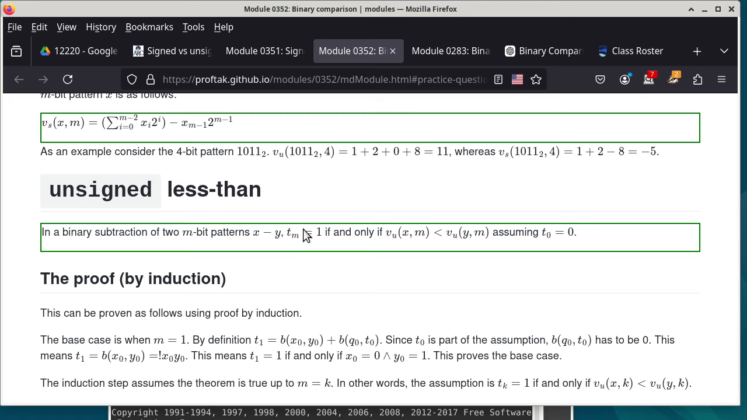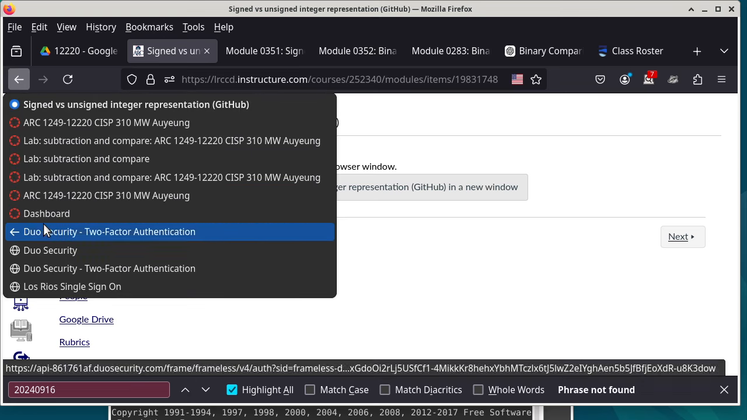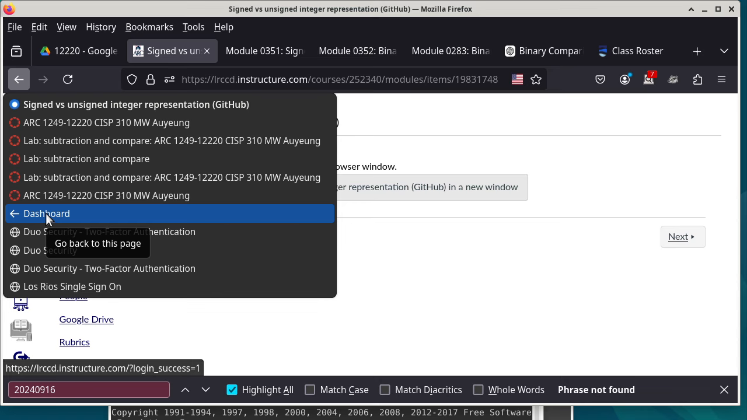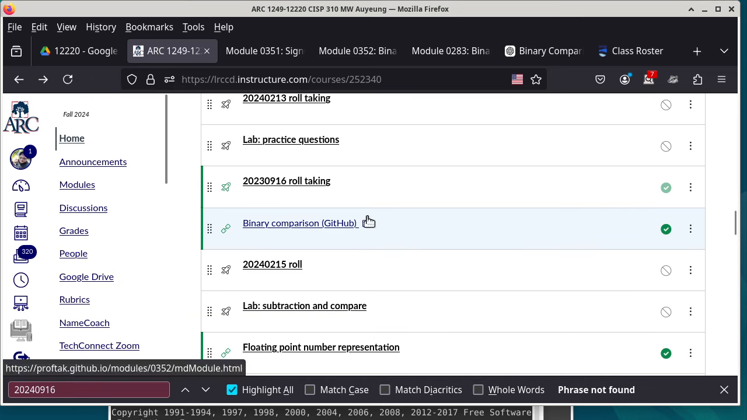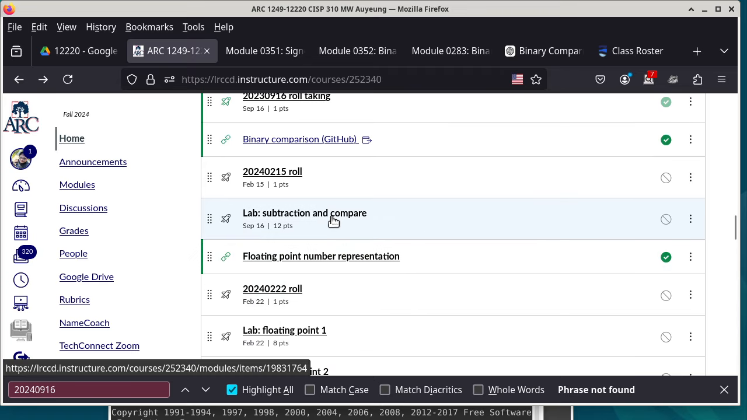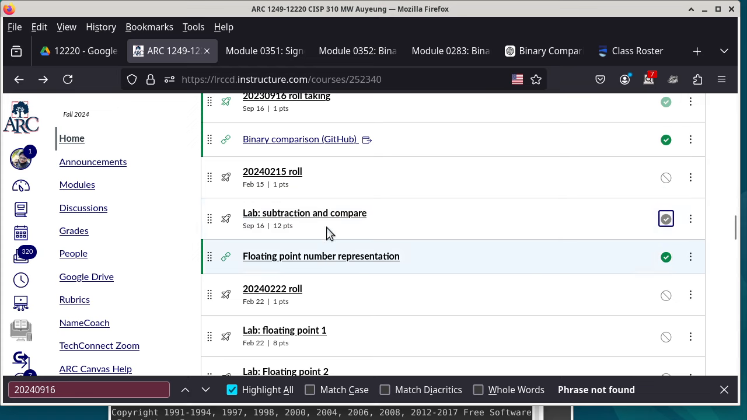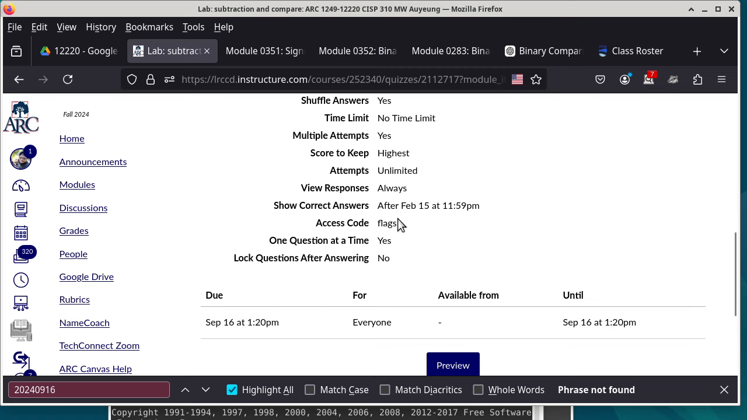All right. So on to the lab. The lab for today, let me see, today's Monday. Do we have a class after this? Yes, we do. Okay, so I can't really give you a whole lot of extra time. I can give you a little bit, but not a whole lot. So now we have subtract and compare. That's the lab for today. The access code is flags. Right here, flags.